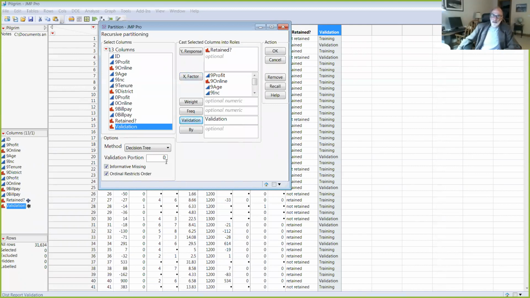Notice down here, validation portion. If we didn't create a validation column, we could have put 0.25 in here, and it would automatically randomly pick 25% of rows and hold them out for validation. The difference, though, is that when we use another technique and use the validation portion again, we'll get a different validation portion. By creating this column, we're keeping the same validation set for each of the methods that we run the model on. Informative missing is checked. You could take it off, but you really want to leave that on. And we'll run a decision tree.